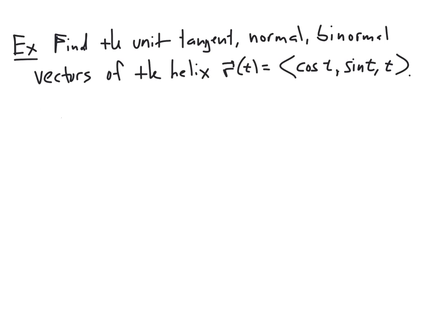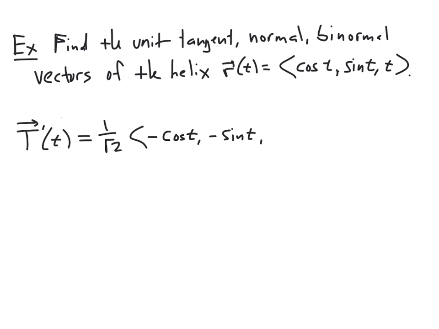Right, so to find the unit normal vector, we're going to take the unit tangent vector that we just found and compute its derivative. So we will have 1 over square root of 2 out front. Remember, that's a constant. We don't want to forget that, but it just kind of comes along for the ride. And then we differentiate each of the terms. So the derivative of negative sine is negative cosine. The derivative of cosine is negative sine. And the derivative of 1 is 0. And so our third component is 0.